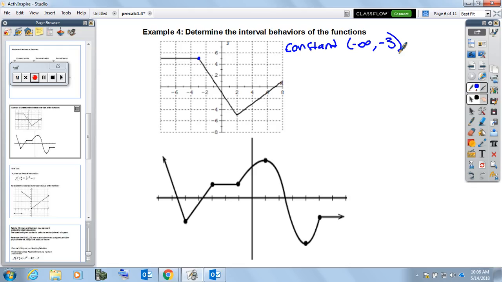And then it looks like from negative 3 down to positive 2, so we are decreasing from negative 3 to positive 2. And then we are increasing from positive 2 onto infinity on out here, all right?